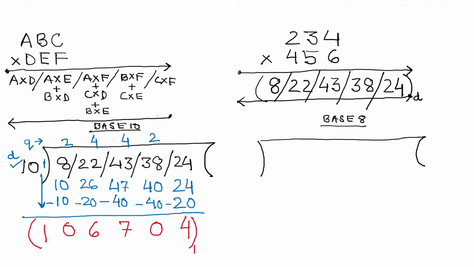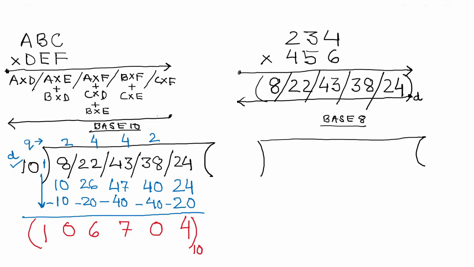So this is the answer that we got in base 10. I repeat, if I would have multiplied 234, which is a decimal number, with another decimal number, 456, the ultimate result or the answer that we are going to get, which is nothing but the product, is 106704.